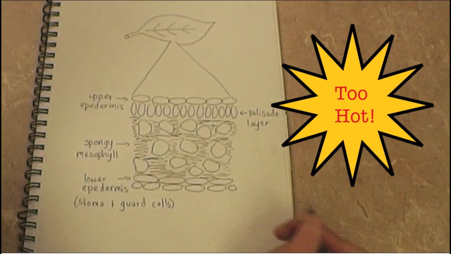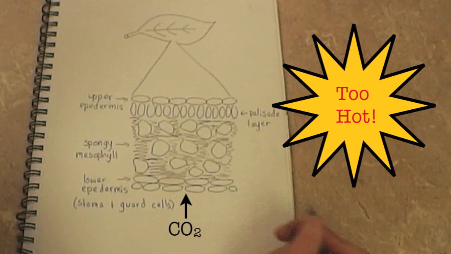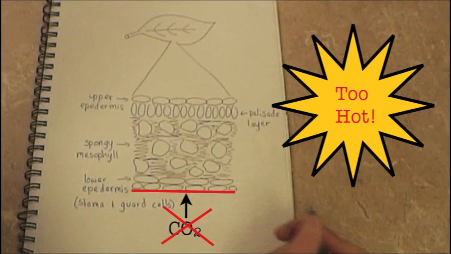This often happens when it's too hot outside. When the leaf's stoma is opened, it allows carbon dioxide to enter the leaf, but if it's too hot outside, the water inside the leaf evaporates. For this reason, plants have a guard cell that keeps the stoma closed when it's too hot.